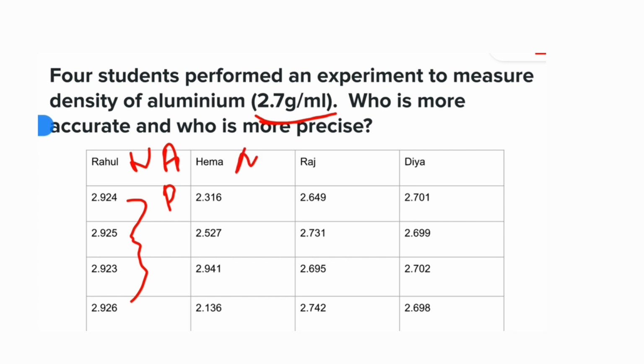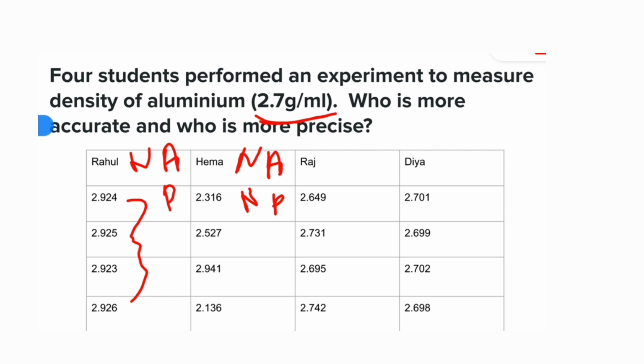Coming to Hema's values, all the readings, none of these are close enough to 2.7. So again I can say none of these are accurate. So no accuracy. What about precision? They are not even close to each other. So these are not precise also. So no accuracy and no precision in Hema's readings.